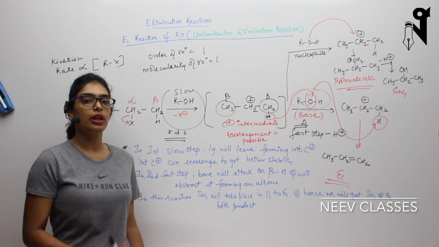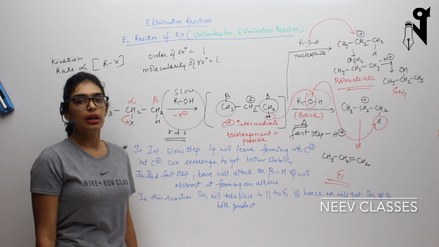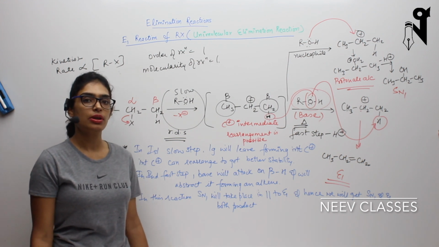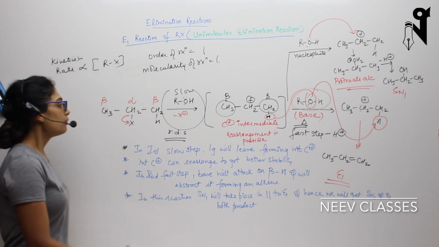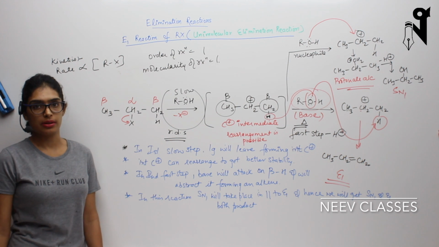Now we'll talk about different other cases in E1. Here I had taken an example where we had a symmetric chain. Now we'll be taking an example where we have a non-symmetrical chain, and how we will decide which hydrogen to remove when the E1 reaction is taking place.